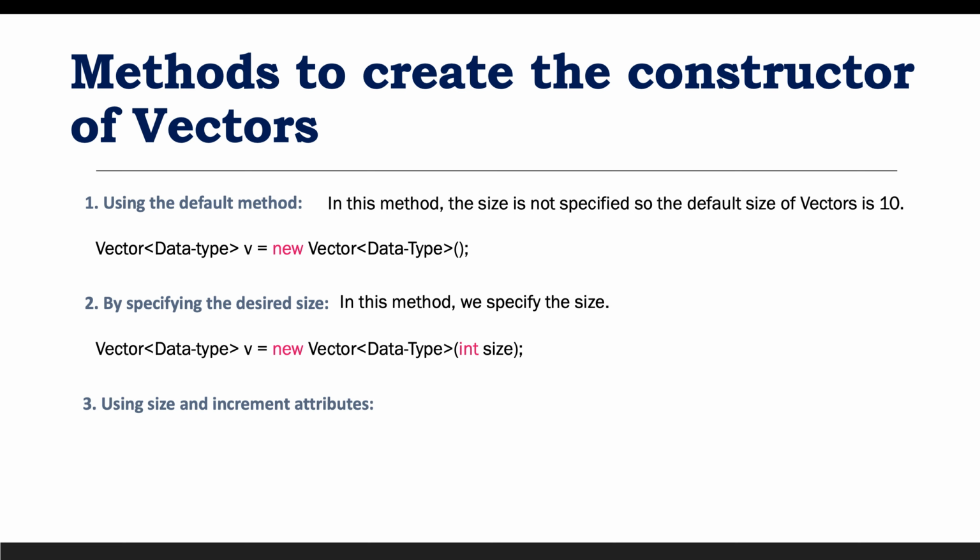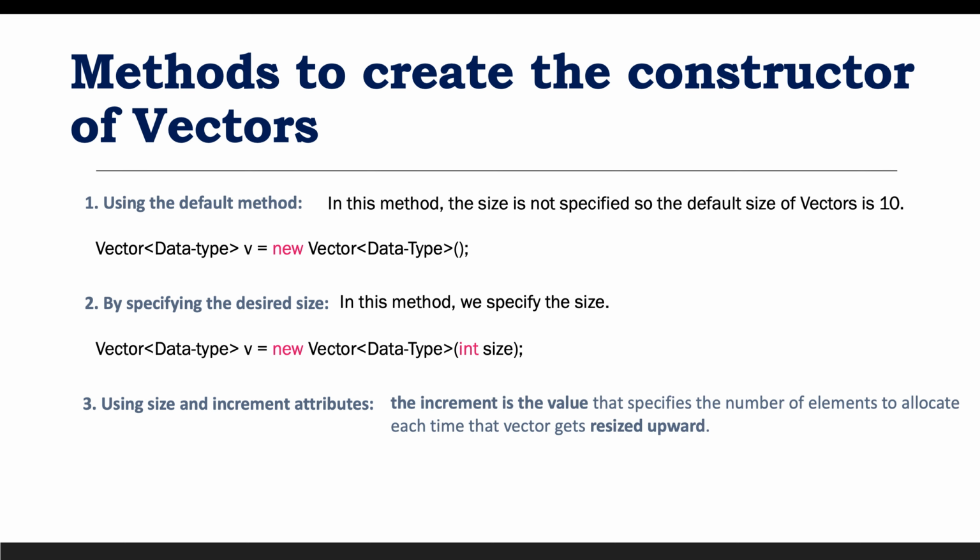The third way is by using the size and the increment attribute. What do we mean by that? The increment value says how many elements are to be allocated each time the vector gets resized upward. Let's say initially the vector size was 10, and we want to insert the 11th element. How do we want to increment the vector size? That value we can provide while creating the Vector object as well.